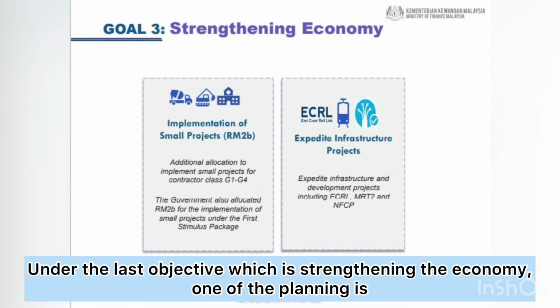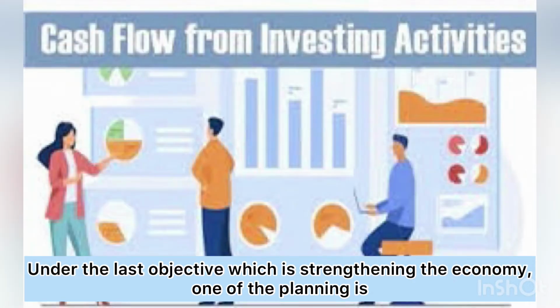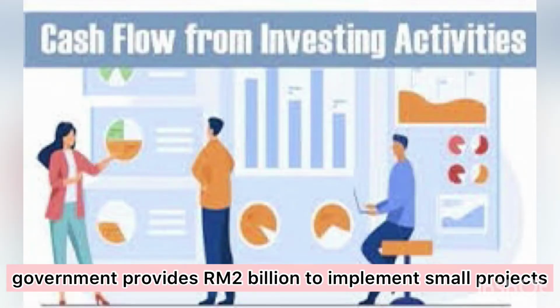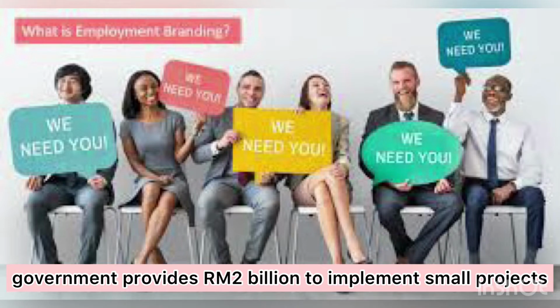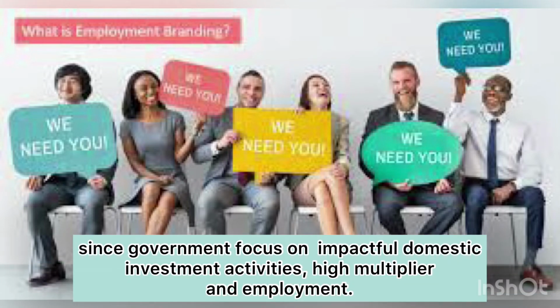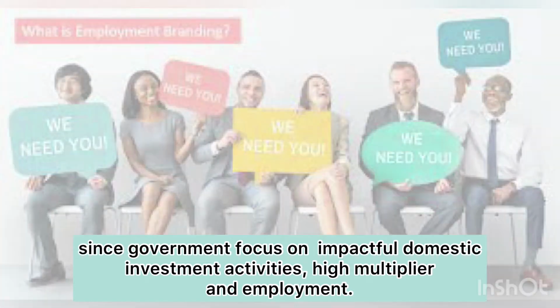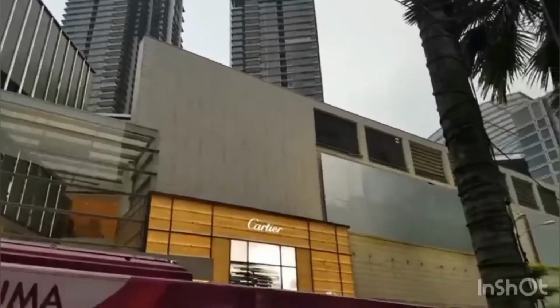Under the last objective, which is strengthening the economy, one of the planning is government provides 2 billion ringgit to implement small projects since government focus on impactful domestic investment activities, high multiplier and employment.